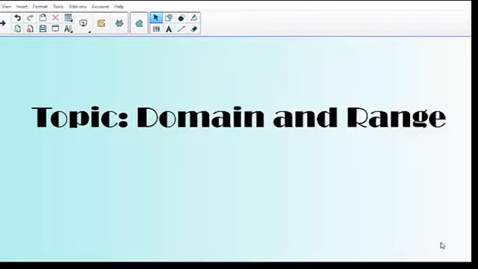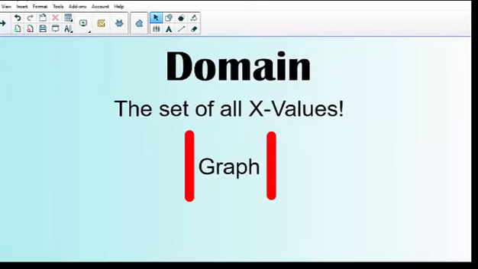Hey guys, for our video today we're going to be taking a look at domain and range. For this video you're going to need two different colored highlighters. So the first thing that we need to know is what is domain.